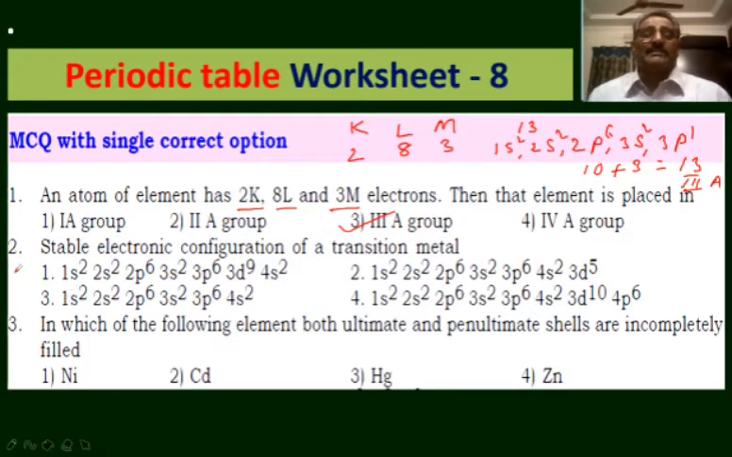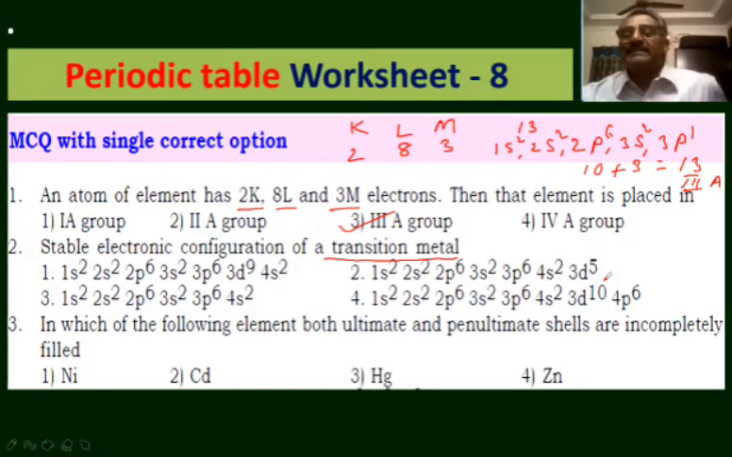The second question is about the stable electronic configuration of a transition metal. 1s2, 2s2, 2p6, 3s2, 3p6, 4s2, 3d9. This electronic configuration is not very stable. 1s2, 2s2, 2p6, 3s2, 3p6, 4s2, 3d5 is stable. The reason is the degenerate orbitals are half filled with electrons. Each d orbital is filled with 1 electron.